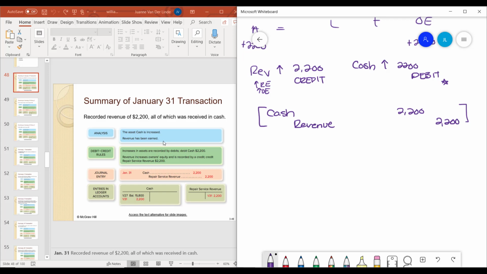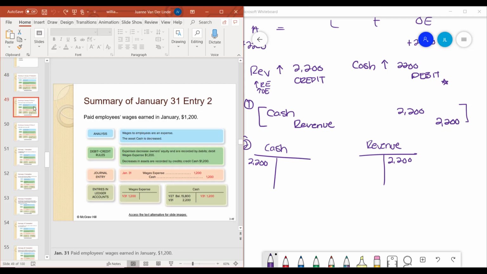And now on the T accounts, we just copy over what we just did. We debit cash on the left side for $2,200, and we credit service revenue for $2,200 as well. So here we've journalized, and here we've posted to the ledger.